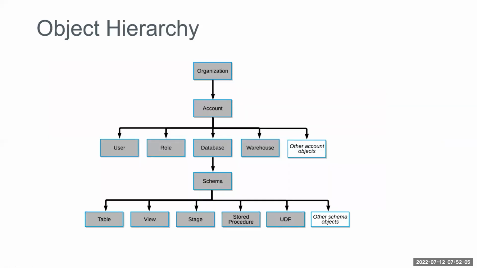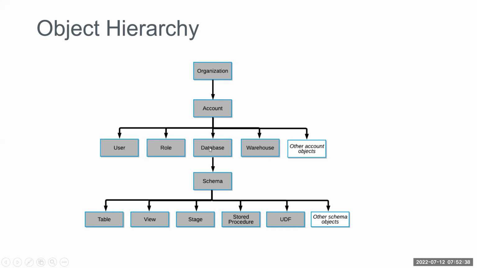So this is the object hierarchy in Snowflake, whatever we discussed as of now. There will be an organization, and the organization will create a Snowflake account. In that Snowflake account, these are the roles, these are the different objects. Users are objects, roles are objects, databases are objects, virtual warehouses are objects, and any other objects can be there in the account.